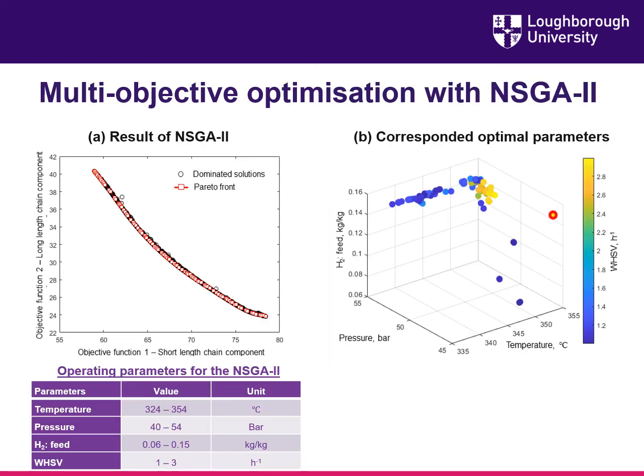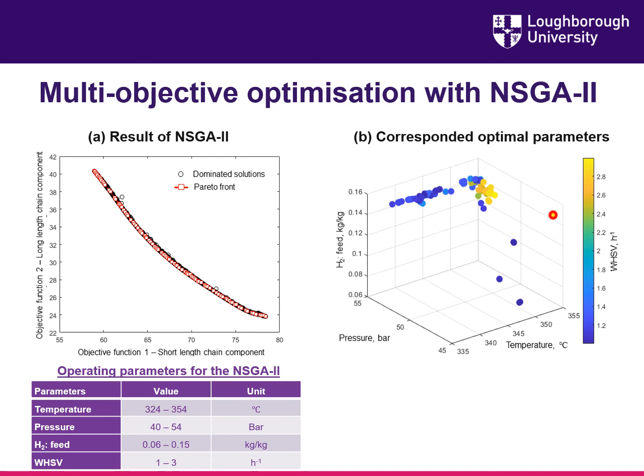So that was the result from the hybrid model. And now let's have a look at the result from the multi-objective optimization using the NSGA. The objective of this study is to maximize the short chain component and minimize the long chain component at the same time. And the ranges of the operating parameters used in this optimization model are listed in the table below. We can see from figure A a Pareto front found by the algorithm.